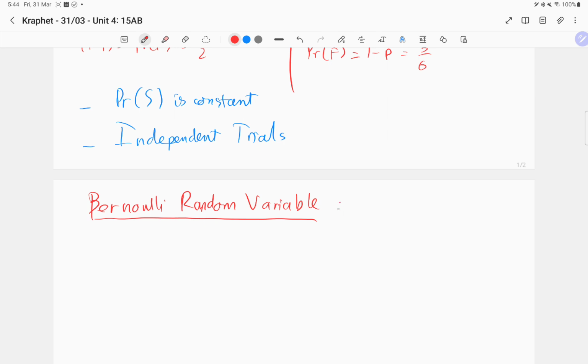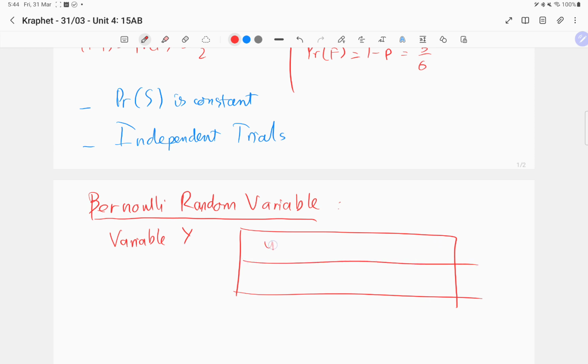So this is what I said earlier, where the result. Okay, so let's say the variable has the symbol y, right? And then the distribution table looks something like this. So first, y has only two scenarios, right? One for success, 0 for failure.